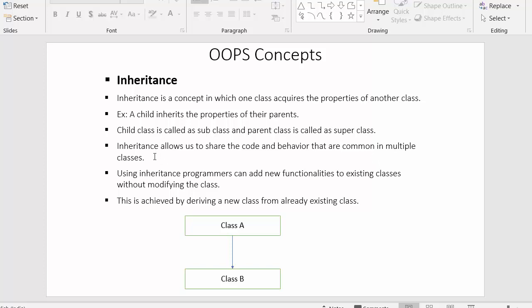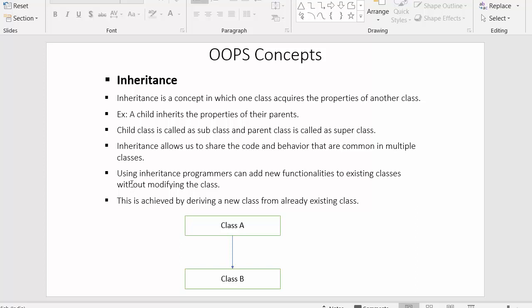Next point, inheritance allows us to share the code and behavior that are common in multiple classes. Okay, this concept allows us to share the code and its behavior that are common in multiple classes. As I said just a few seconds back, we had some common data members in both the classes, and those data members were common to both A and B. Now instead of writing those data members in both the classes, we have written them in only one class, and we are sharing, we are reusing those data members in class B by inheriting class A.